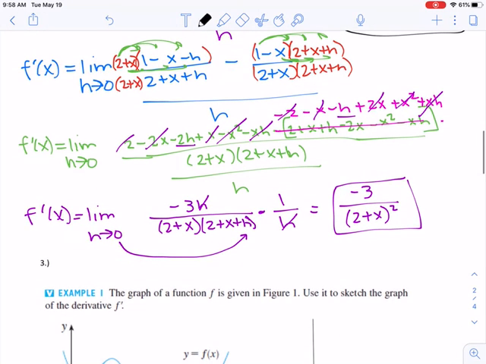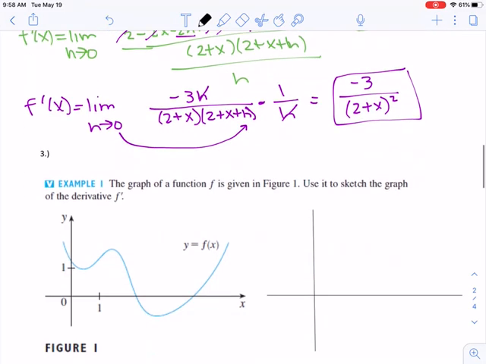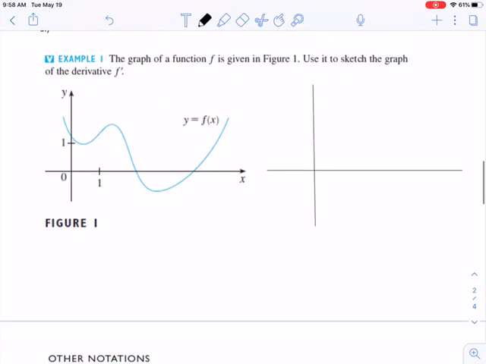Now let's take a look at what the graph of a derivative might look like. So if I take a look at the graph of my function f given in figure 1, we want to use it to sketch the graph of the derivative. So let's take a look at what our derivative would be at certain values. Remember, the derivative is the slope of my curve.